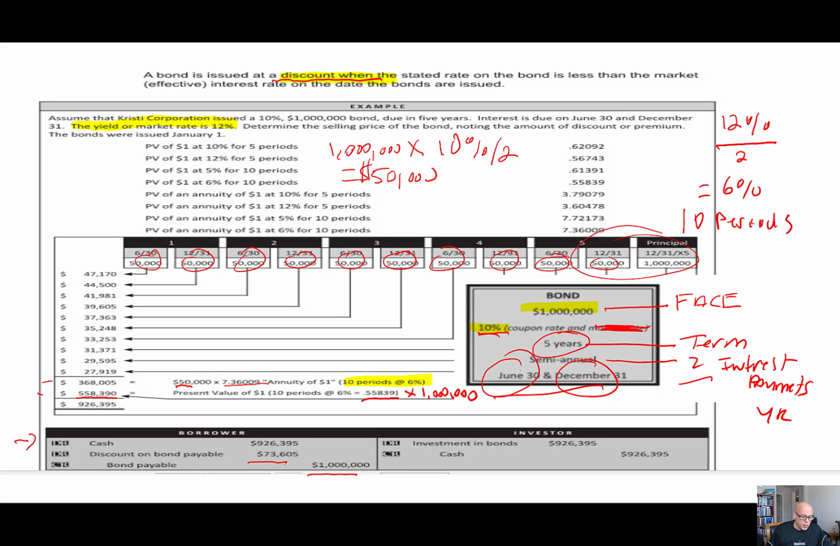Okay? Don't worry about investor side, guys. We're not going to cover that here. We covered investments and marketable securities and whatnot in another chapter, in another class, frankly. So we don't have to worry about that here.